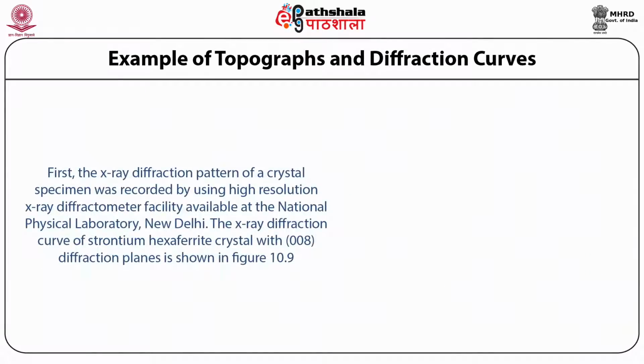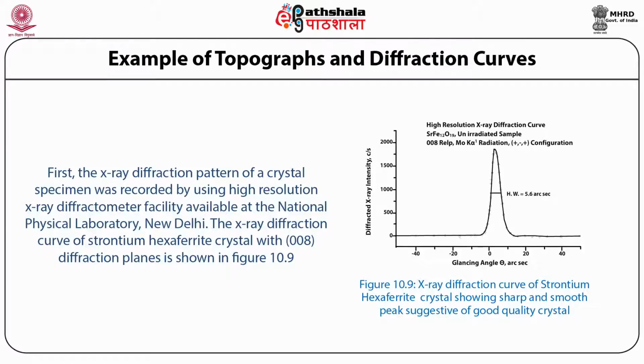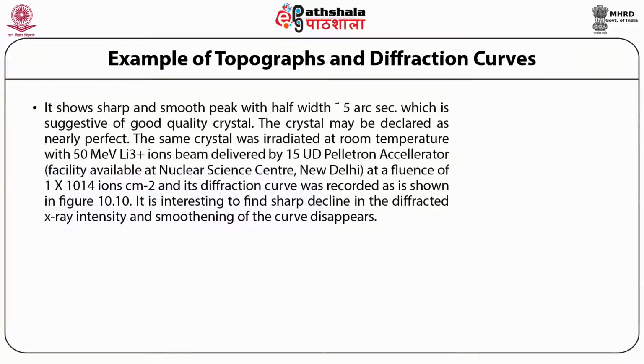First, the X-ray diffraction pattern of a crystal specimen was recorded by using the high-resolution X-ray diffractometer facility available at the National Physical Laboratory, New Delhi. The X-ray diffraction curve of the strontium hexaferrite crystal with 0 0 8 diffraction planes is shown in Figure 10.9. It shows a sharp and smooth peak with half width 5 arc second, which is suggestive of a good quality crystal. The crystal may be declared as nearly perfect.